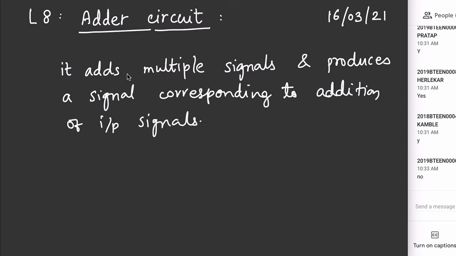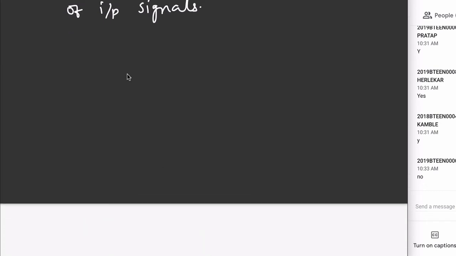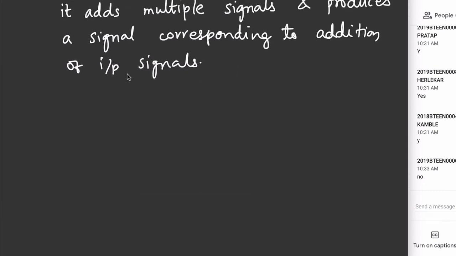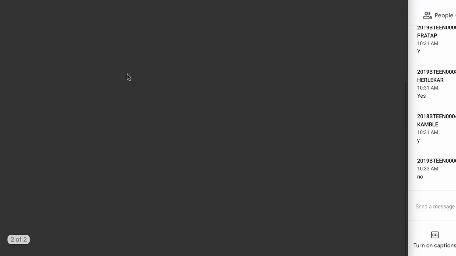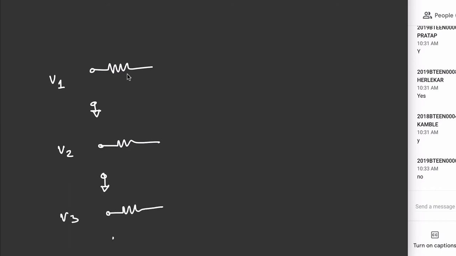Right. So let us draw the circuit diagram first. Let us draw the circuit diagram on fresh paper. The circuit diagram will involve multiple inputs because we have to add them, like V1 with respect to ground, V2 with respect to ground, and maybe V3 with respect to ground. So we have three inputs, V1, V2 and V3.